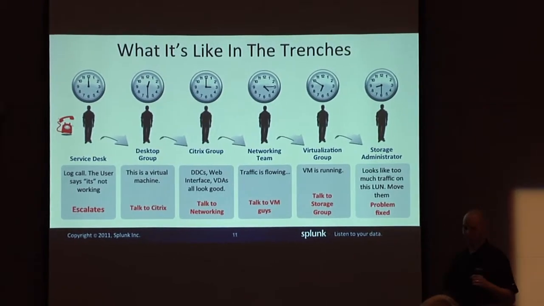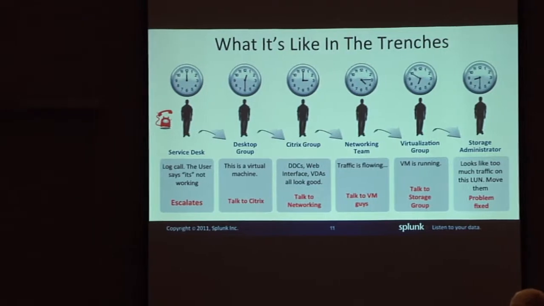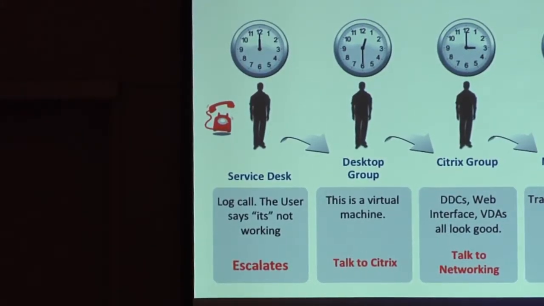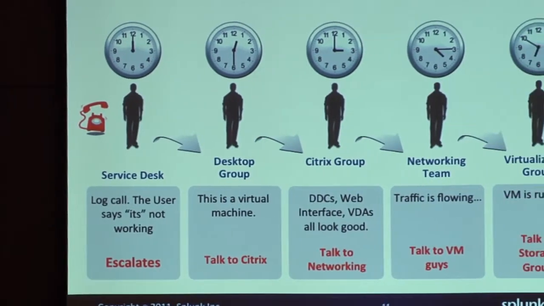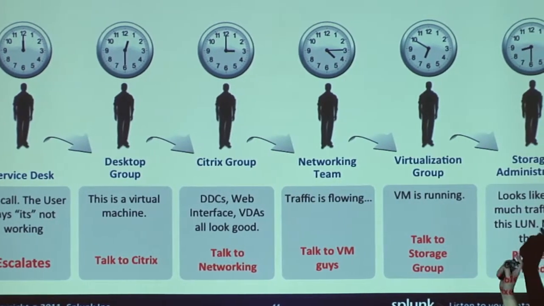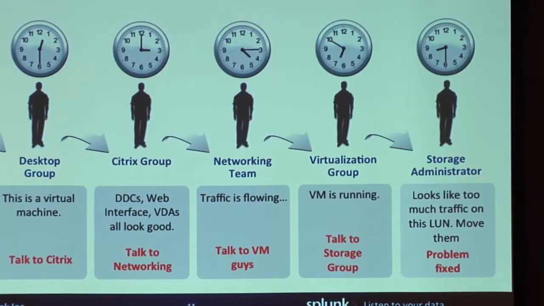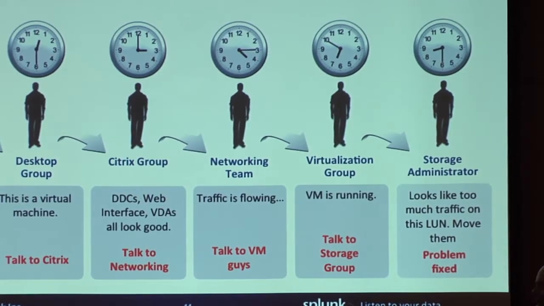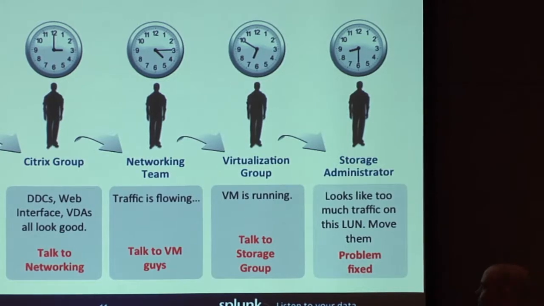Typical day in the life of a very large enterprise where you have multiple teams doing things. A guy calls in and says, my stuff doesn't work. The desktop group says, well, it's a virtual machine, so you need to talk to the Citrix team. And the Citrix team says, yep, everything looks good on my end, but you need to talk to networking. Because it's always networking. Every time it's networking. So the network guy says, yep, looks good to me. Of course, nobody's ever going to find fault. So it must be a VM.